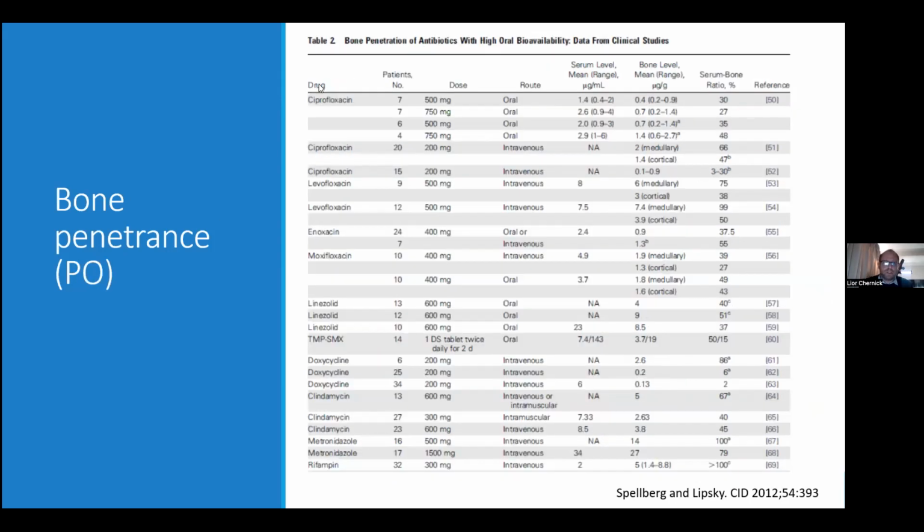If you move on to oral drugs, and this is also very interesting, the serum to bone ratio is almost universally higher. And this may be a function of the fact that small molecules, more easily absorbed, can potentially get to where they need to go within the bone more easily. And again, quite interesting that your serum to bone ratio is in fact almost universally higher for oral antibiotics, as high as 100% for certain antibiotics.